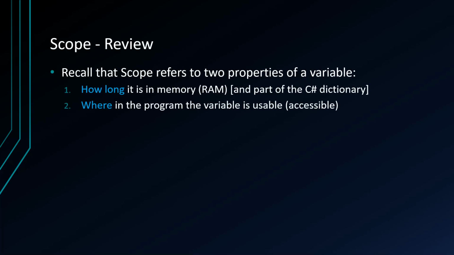Well, first of all, you need to recall the two things that comprise the properties of a variable. How long is it in memory? So when it's first defined, how long does it last in the RAM? Now, of course, that also refers to our C# dictionary, which we talked about before, all those keywords. When we define a new variable, it gets added to that dictionary for however long it exists in memory.